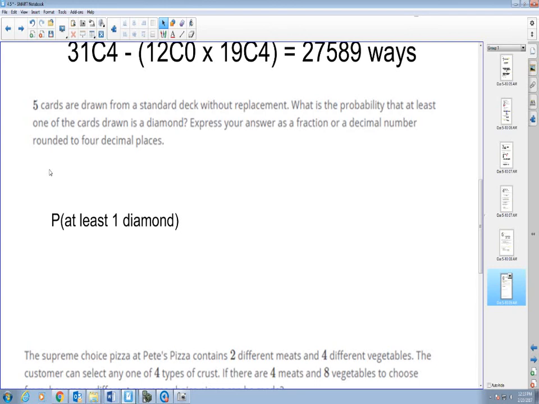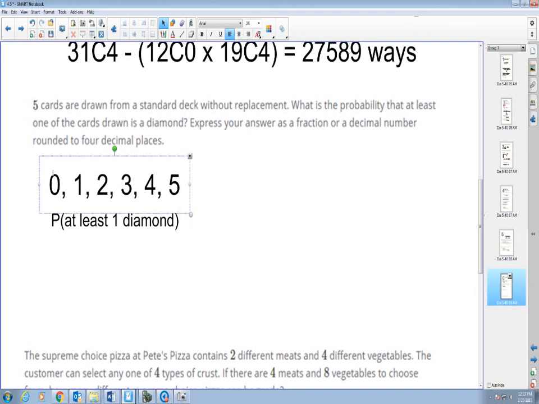So that would be, I can choose 0 diamonds, 1 diamond, 2 diamonds, 3 diamonds, 4 diamonds. Okay. I can choose all 5 cards could be diamonds. Alright. I want at least one of them to be a diamond in the 5 cards. So of all the 5 cards I drew, I could actually have 0 diamonds, 1 diamond, 2, 3, or all 5 of them can be diamonds.